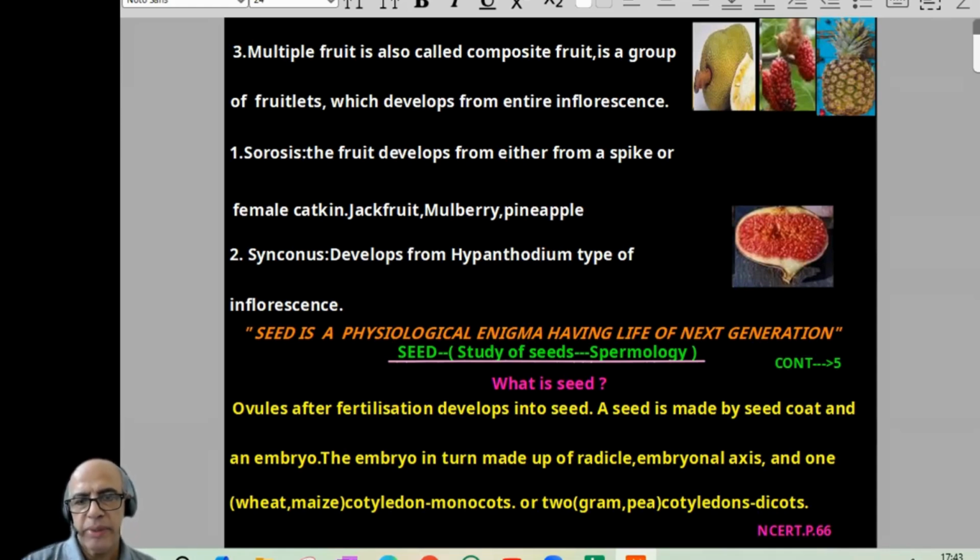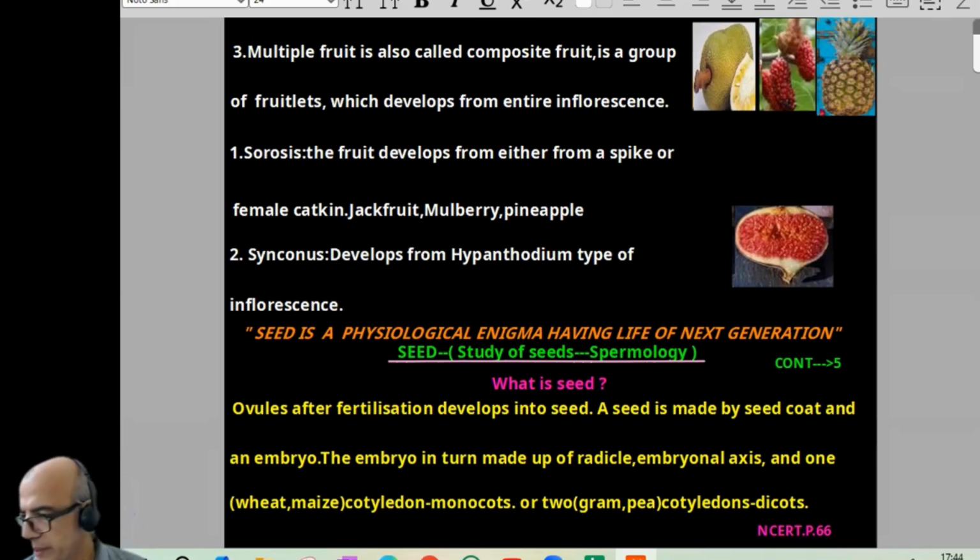In direct NCERT, this much detail may not be there, but still, sorosis and syconus can be an odd-one-out question. Jackfruit, mulberry, pineapple, and fig. The odd one is fig because it is syconus, the other three are sorosis, multiple fruit. Syconus is also multiple, but it is hypanthodium type.